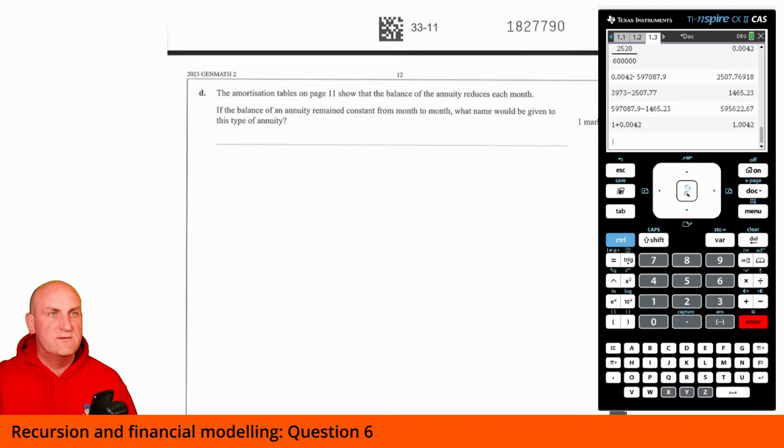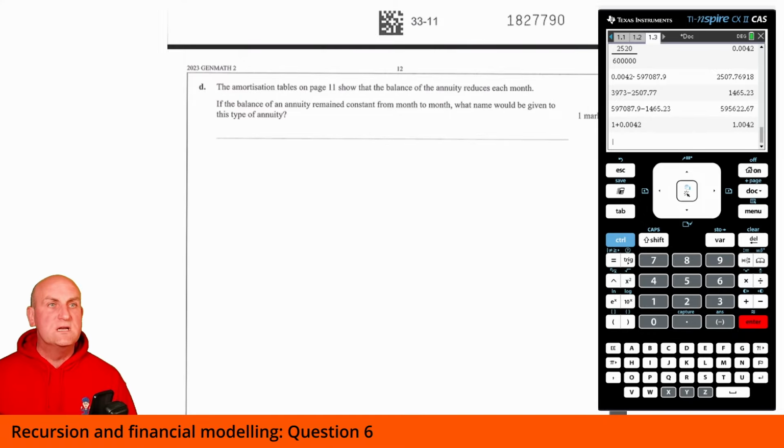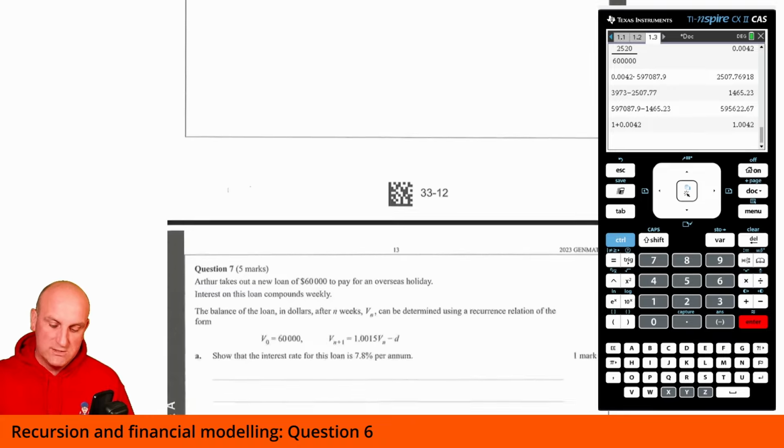Part D. Cool, the question never ends. The amortization tables on page 11 show that the balance of the annuity reduces each month. If the balance of an annuity remained constant from month to month, what name would be given to this type of annuity? If the balance remained constant, that means you're only living off the interest, it would be called a perpetuity. Oh, that's how they got it in this year. There's always a perpetuity question.